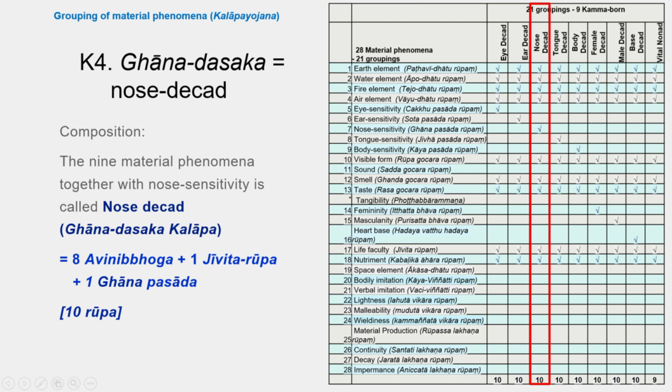Next one, the fourth one, Nasa Dasaka, nose deka. The 9 material phenomena together with nose sensitivity is called nose deka, or Ghana Dasaka Kalapa. So this is the fourth one.